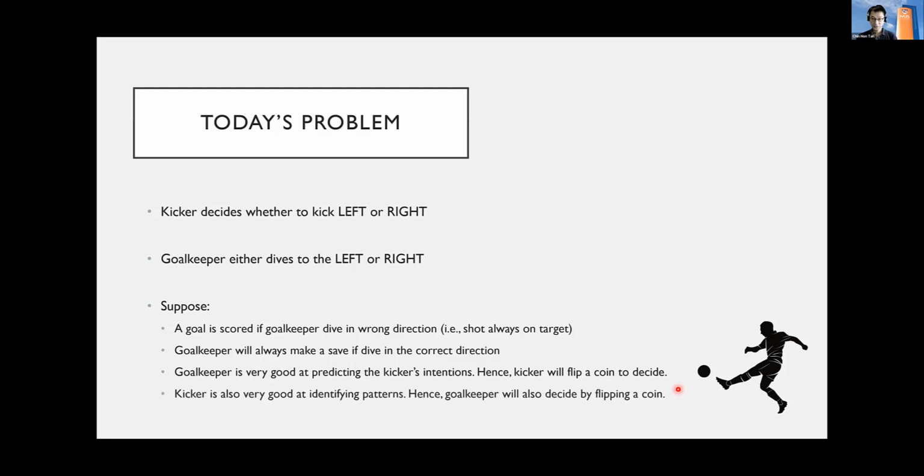And the kicker is also going to be very good at identifying patterns as well. And so the kicker is going to be able to identify the patterns that the goalkeeper is going to demonstrate, whether he or she is going to dive left or dive right with a certain type of frequency pattern and so on. Okay, and so the goalkeeper, recognizing this, is going to also decide whether to dive left or to dive right by essentially flipping a coin here.